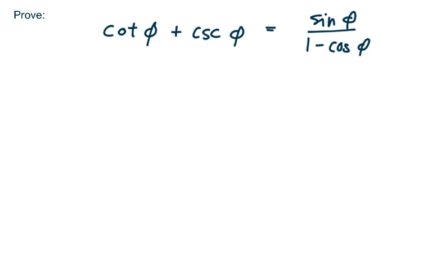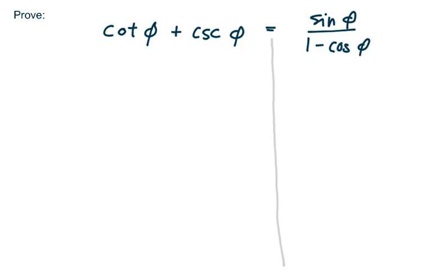Welcome back. In this video, we're going to prove another trig identity. What we're going to start with is cotangent phi plus cosecant phi equals sine of phi divided by 1 minus cosine phi. So when we go to work through these proofs, I encourage you to create a barrier wall, create that invisible wall. You're never going to cross it.